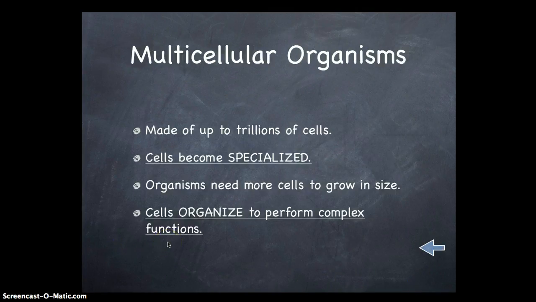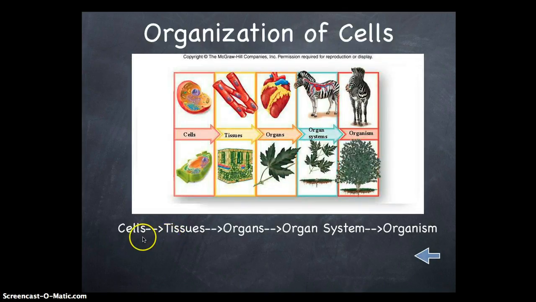And finally, cells organize to perform complex functions. Cells come together, and when they come together, they form tissues. When tissues come together, they form organs. When organs come together, they form organ systems, and when organ systems come together, they form organisms. You can see that's happening here in both plants and animals.